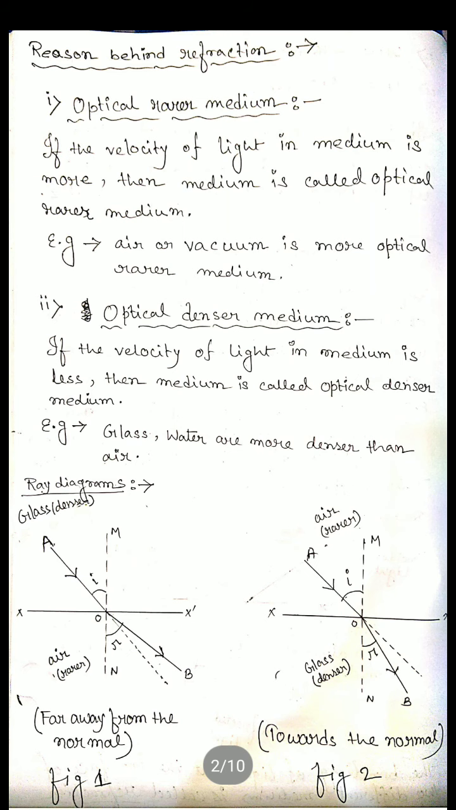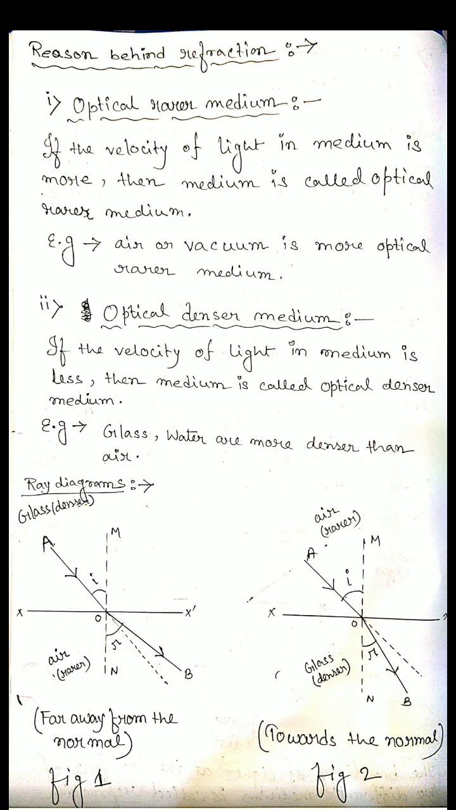So next, the reason behind refraction: why it happens, why the ray of light changes path. Before we discuss in detail, first we discuss the two mediums. What is the nature of those two mediums? One medium is always a rarer medium, optically rarer medium. Another medium is a denser medium. Rarer medium means in that medium the velocity of light is more or maximum.